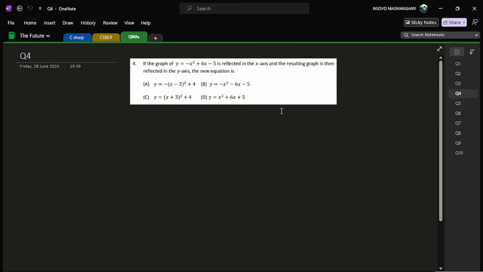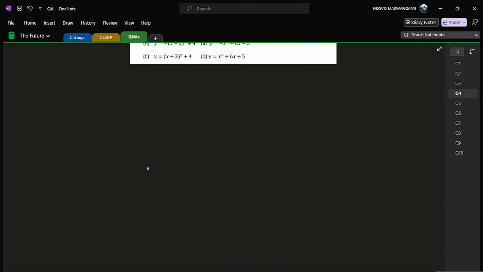Now, question 4 says, if the graph of y equals negative x squared plus 6x minus 5 is reflected in the x-axis, and the resulting graph is then reflected in the y-axis, the new equation is... Right, now let's see what it means to reflect an equation algebraically.